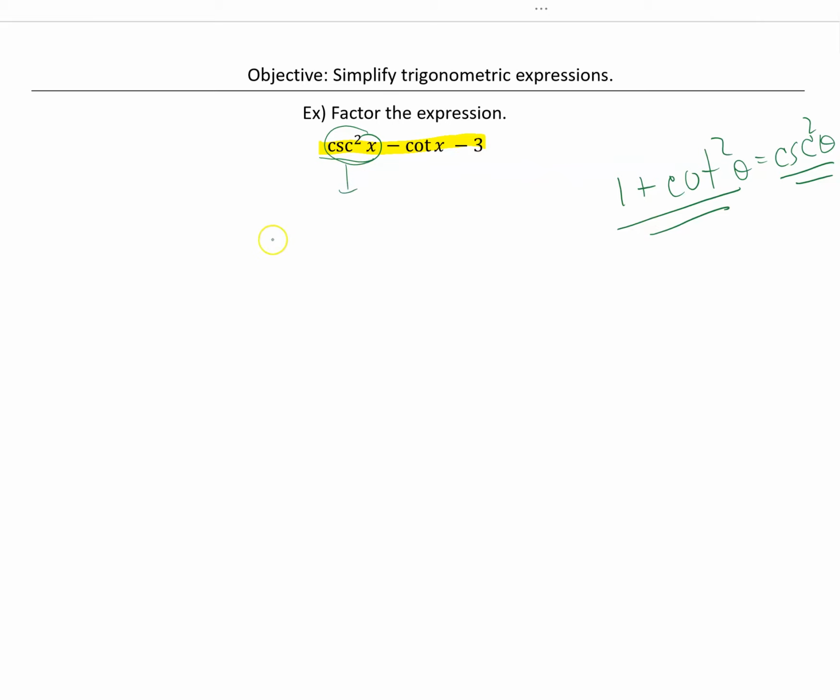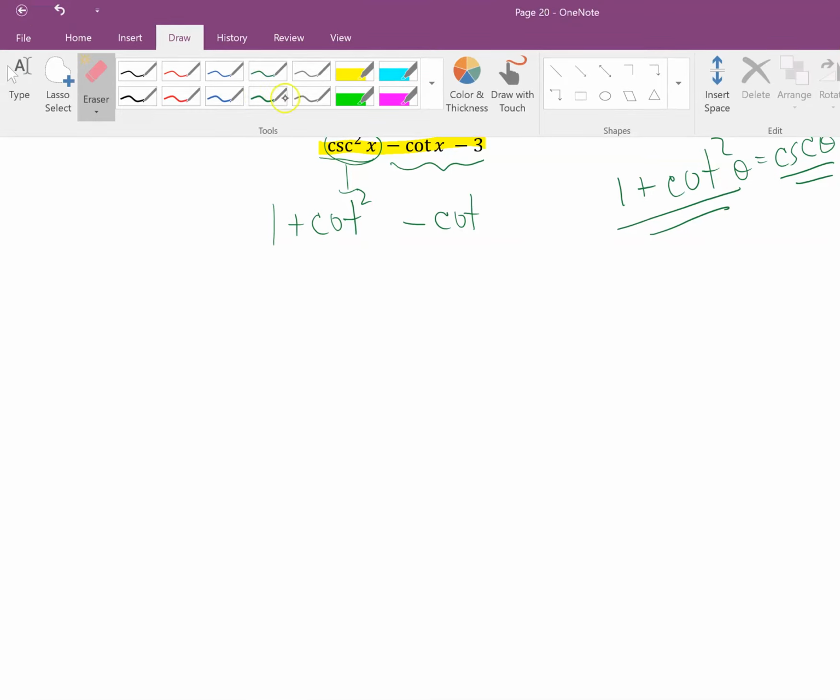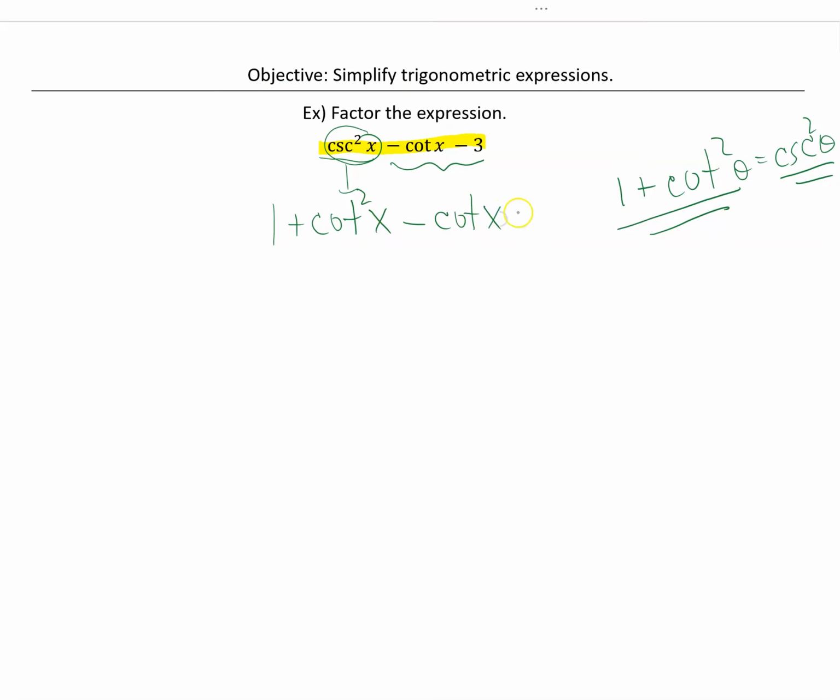So this would become 1 plus cotangent squared x, and then we have this part, minus cotangent x minus 3. Actually, sorry, let's make it all x's like it's supposed to be. So putting this into standard form, I'd have my positive cotangent squared x minus cotangent x, and then I have a 1 and a negative 3, which gives me negative 2. This is a quadratic structure because now I have cotangent squared and cotangent to the first. So now I can look at factoring this into two binomials.